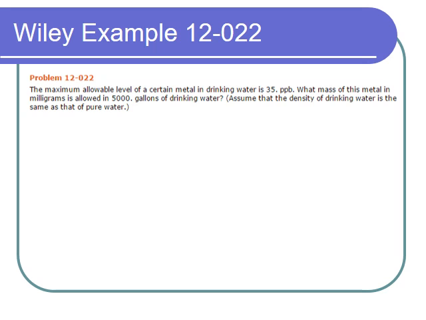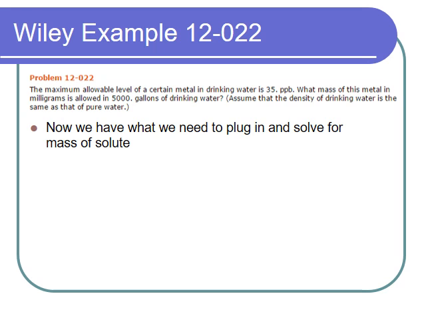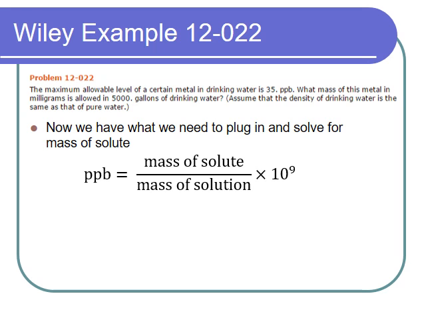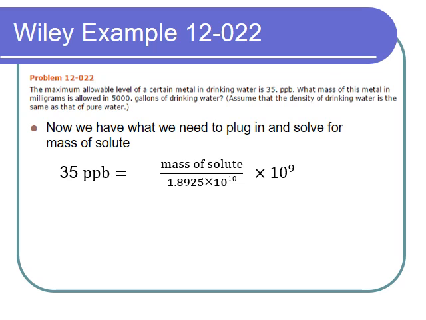There's our problem again. Now what we need is to plug in and solve for our mass of solute. We have every other value that we need. Here's our formula again. We will plug in 35 for our parts per billion. We'll plug in the value we calculated on the previous slide for our mass of solution. Now we have one equation and one unknown. We're going to do some algebra.